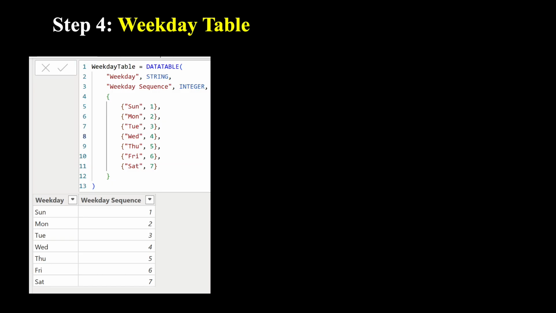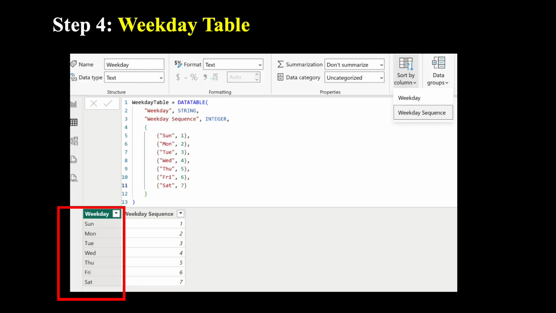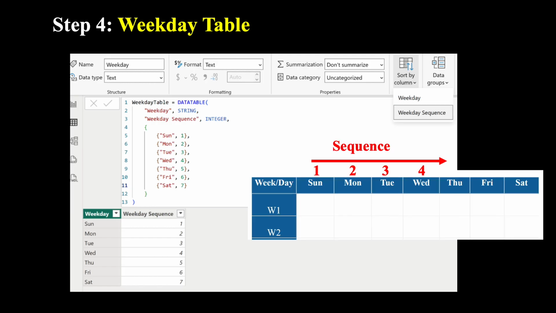And then using the highlighted formulas, we need to create another table for weekdays. The weekday column has the weekday names from Sunday to Saturday, and the weekday sequence has their orders. If your week starts with Monday, then just change the formula so that Monday will be number 1 and Sunday will be number 7. Otherwise, in our example, Sunday will be number 1. Now select or click on the weekday column, then go to Sort by Column, select Weekday Sequence, meaning the weekday column is ordered based on the sequence column. And that's exactly what we want to see in the final calendar view.